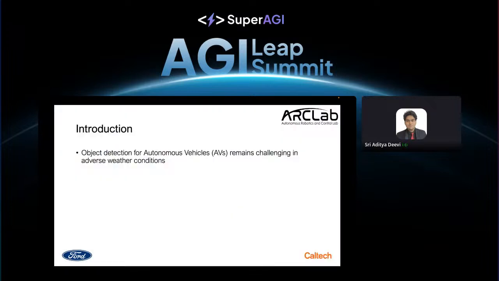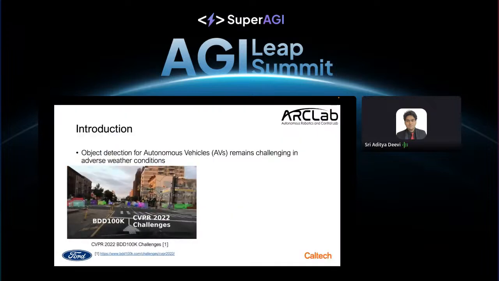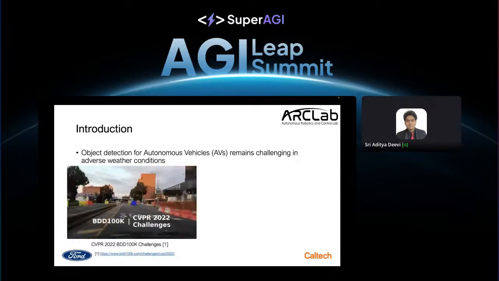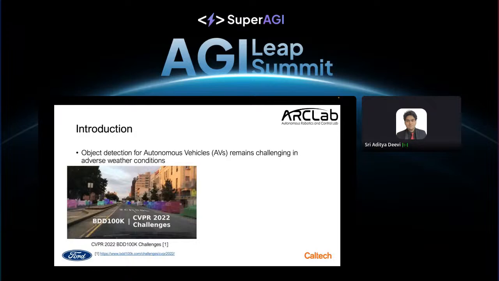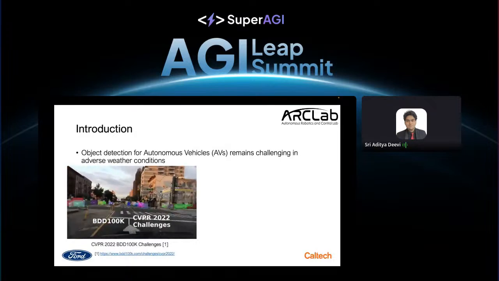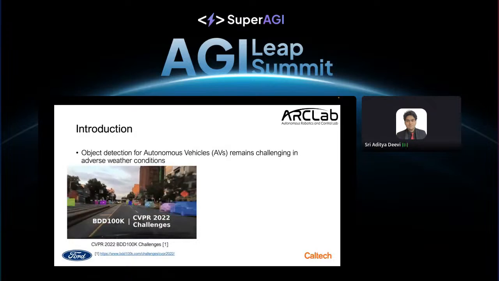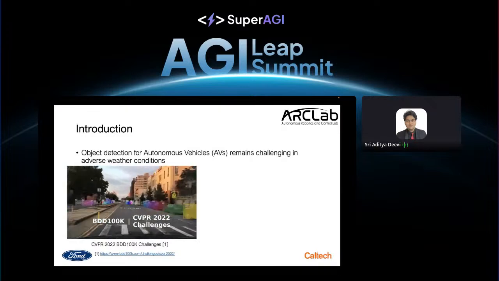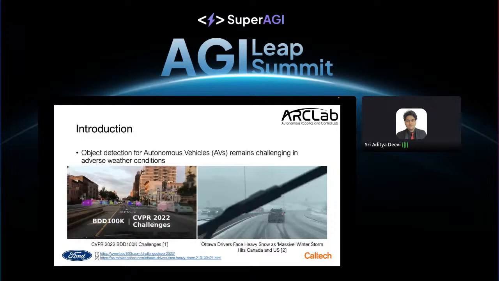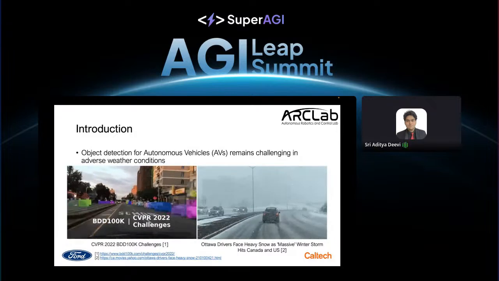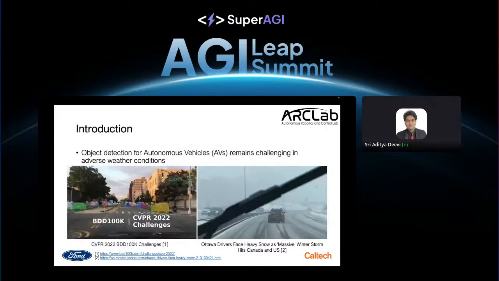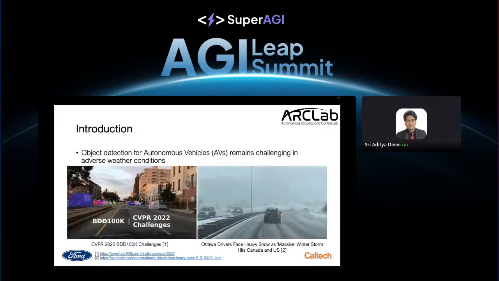Detecting objects such as vehicles, pedestrians, and traffic lights is vital for autonomous vehicles on the road. In recent years, with the availability of large-scale annotated datasets, vision-based object detection models have achieved impressive results. However, as RGB cameras are highly dependent on lighting and visibility, vision-based object detection remains challenging in adverse weather conditions.